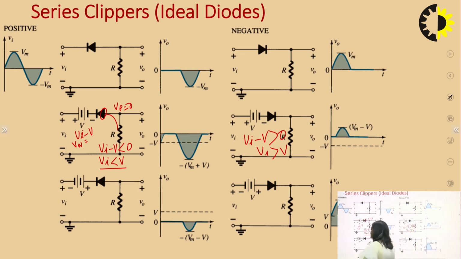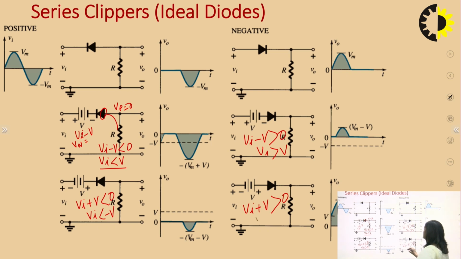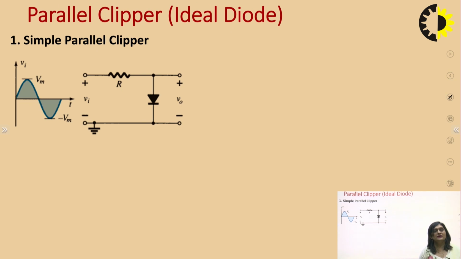And for this we can see Vi plus V is less than 0. So Vi less than minus V. For this condition diode will conduct. And here we can see Vi plus V greater than 0. So Vi is greater than minus V. So this is the condition for which our diode will be in conducting state. So this is how we can find out the conducting conditions and output voltage in that state, and also the output voltage when our diode will not be in conducting state. Then we can draw the waveform also.